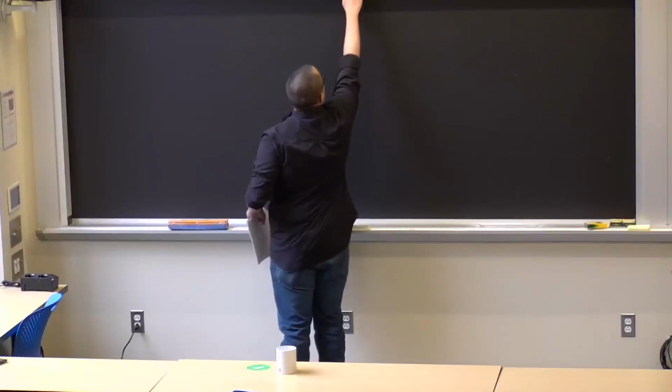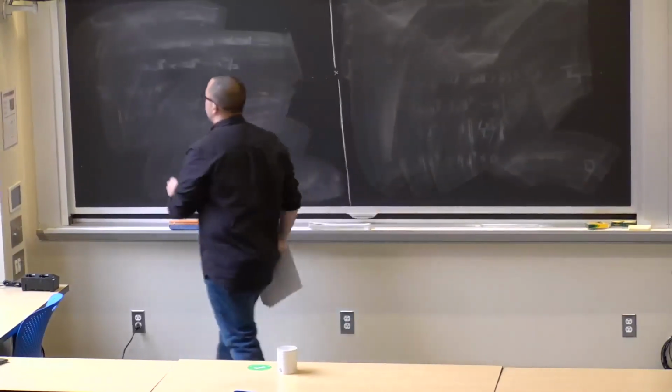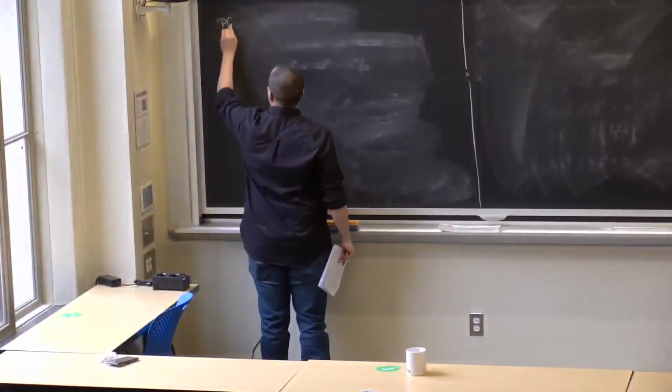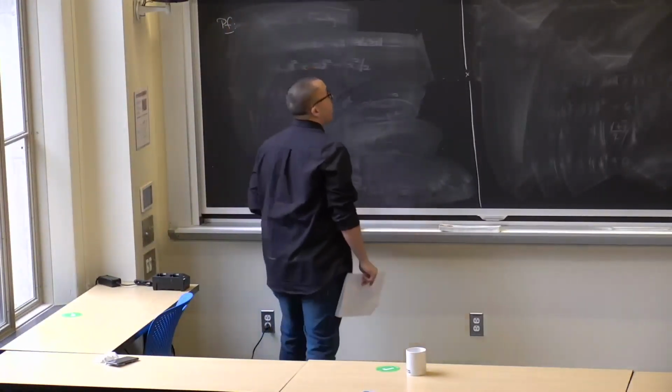So first let's show this map is linear. So first claim is that pi is linear.